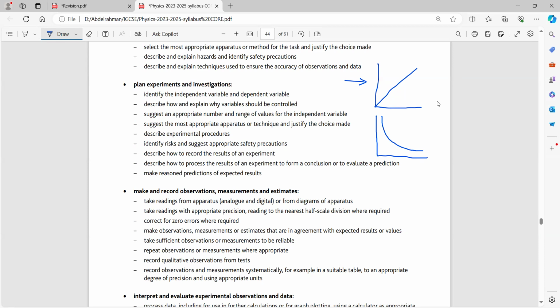For example, I need to measure the force whenever I increase the mass. Okay, the force required to push a car whenever you increase the mass of the car. So this would definitely be directly proportional. Whenever I increase the mass of the car, I am required to apply a much larger force. So this is directly proportional. Okay, this is definitely directly proportional.